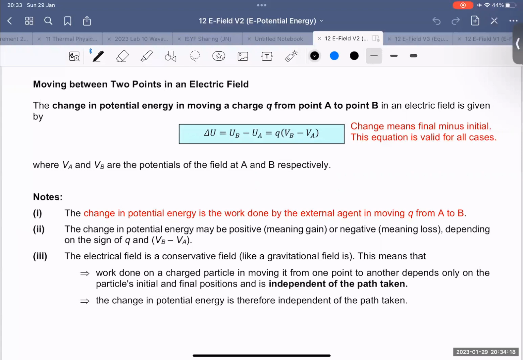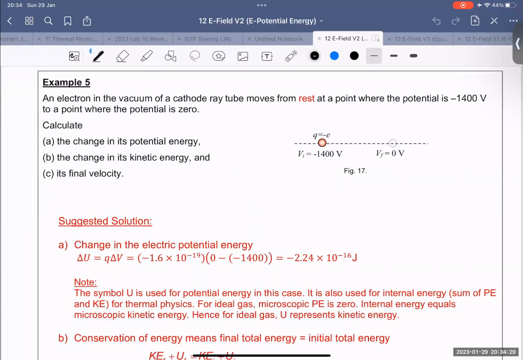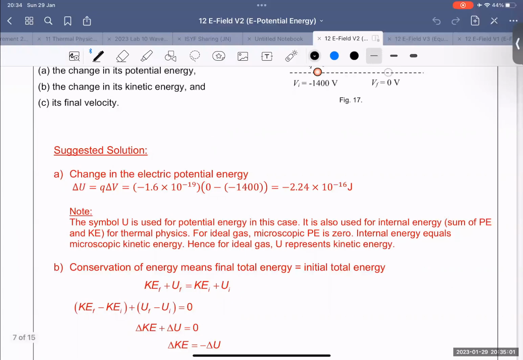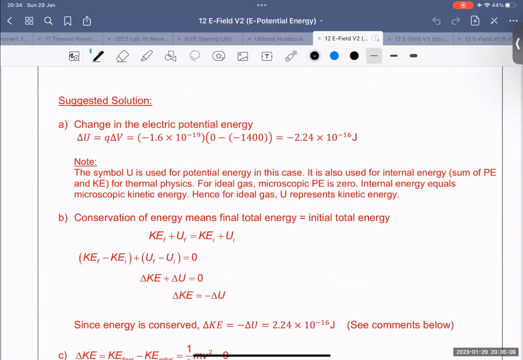Example 5. An electron in the vacuum of a cathode ray tube moves from rest at the point where the potential is minus 1400 volts to a point where the potential is 0. Calculate the change in potential energy. The change in U is minus 2.24 times 10 to the power minus 16 joules. The symbol U is used for potential energy in this case. It is also used for internal energy in thermal physics. So for example, for an ideal gas, microscopic PE is 0, so internal energy equals microscopic kinetic energy. Hence, for the ideal gas, U represents the kinetic energy.